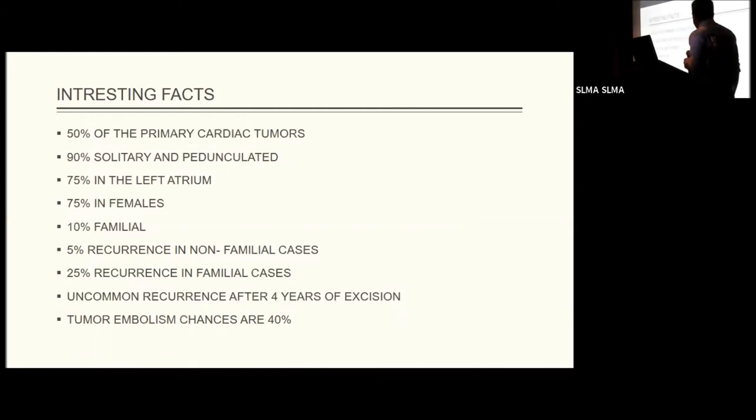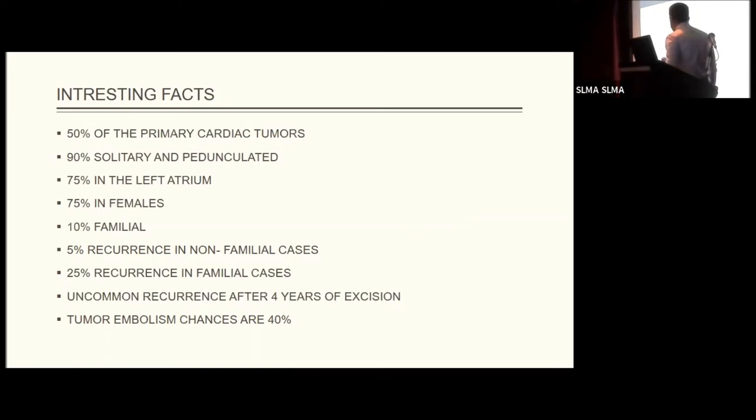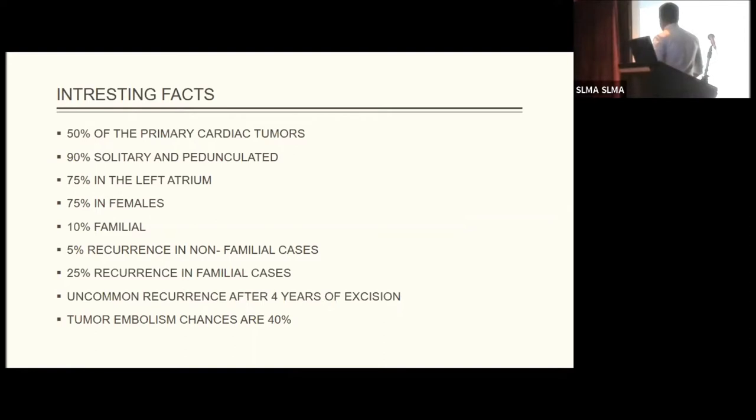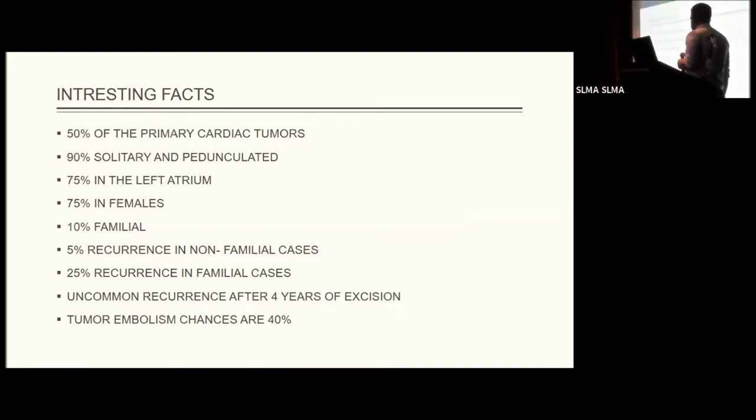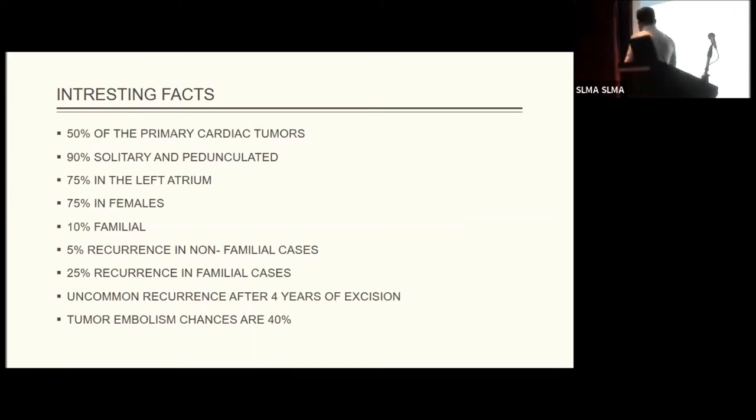50% of primary cardiac tumors. This is not only about myxoma, common facts about the cardiac tumors, I should say. 90% solitary and pedunculated. Most of the myxomas are in the left atrium. 75% in females. I really don't know how to explain that, but there is no proper explanation so far. And 10% familial. There are certain syndromes associated with familial myxomas. 5% recurrence in non-familial cases, 25% recurrence in familial cases. Even after removal of the myxomas, 25% can recur in the familial cases.